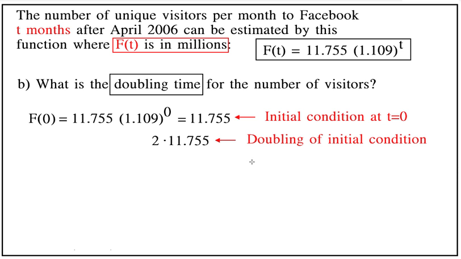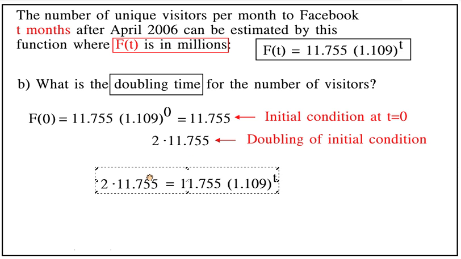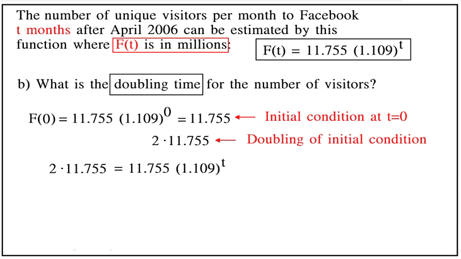So now, to be sure of what we're after here, at time 0, there was 11.8, essentially, million visitors to Facebook. We want to know the new time that generates this doubled value. And so essentially what we're solving here is for t, and the equation is going to look like this. I want my output to represent the doubled initial condition, and I want to solve this now for t to find out how long it takes to get there.